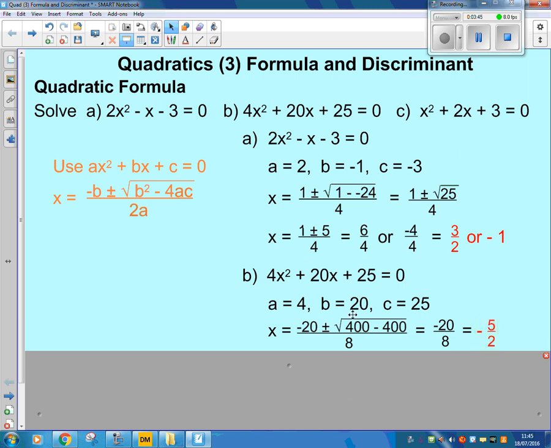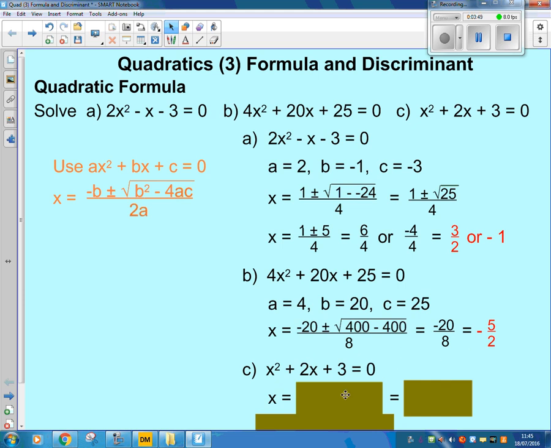Third one, x squared plus 2x plus 3 is equal to 0. Okay, this time the a, b and c are so easy I'm not even going to write them down. A is 1, b is 2, c is 3. But be very careful with our signs when we work out the next bit. Minus b is minus 2. B squared is equal to 2 squared, 4. And then take away 4ac is 4 times 1 times 3, 12. And then 2a will be 2.